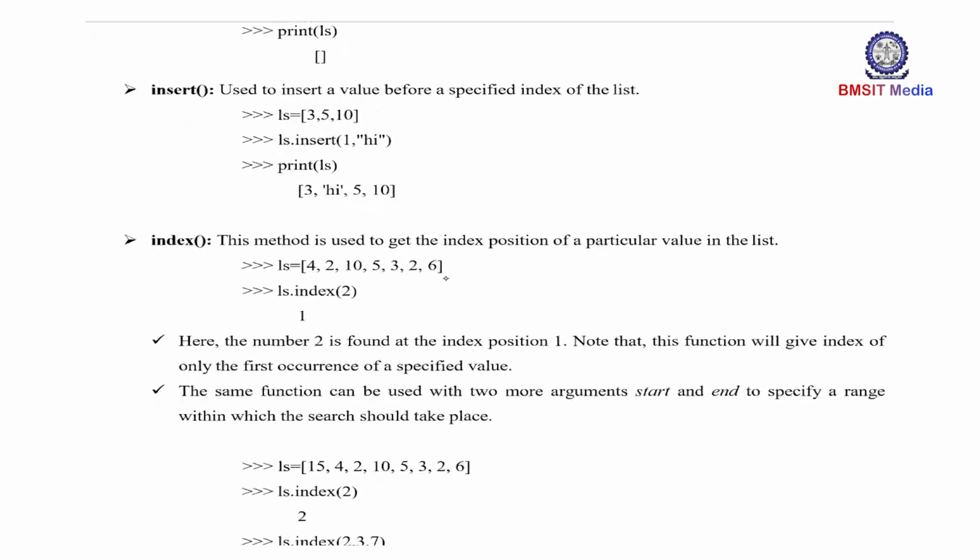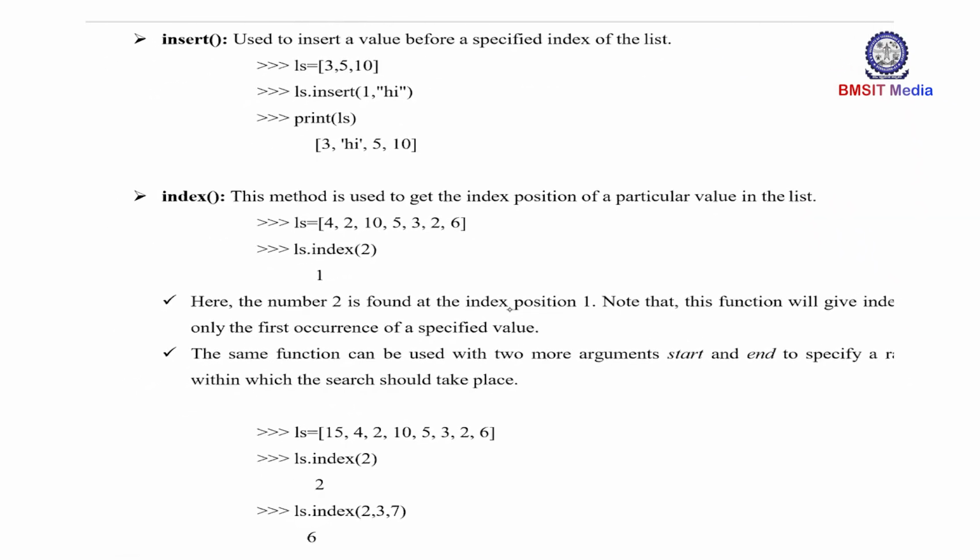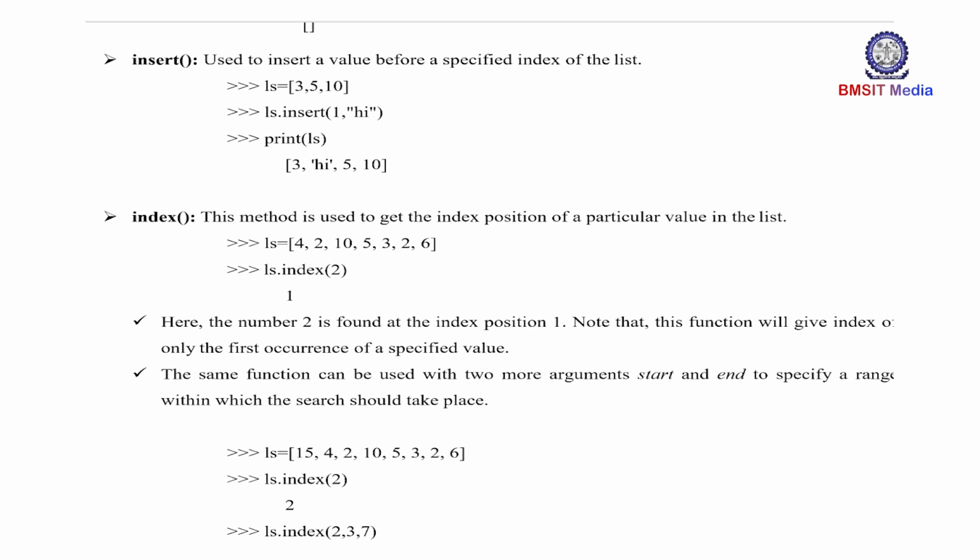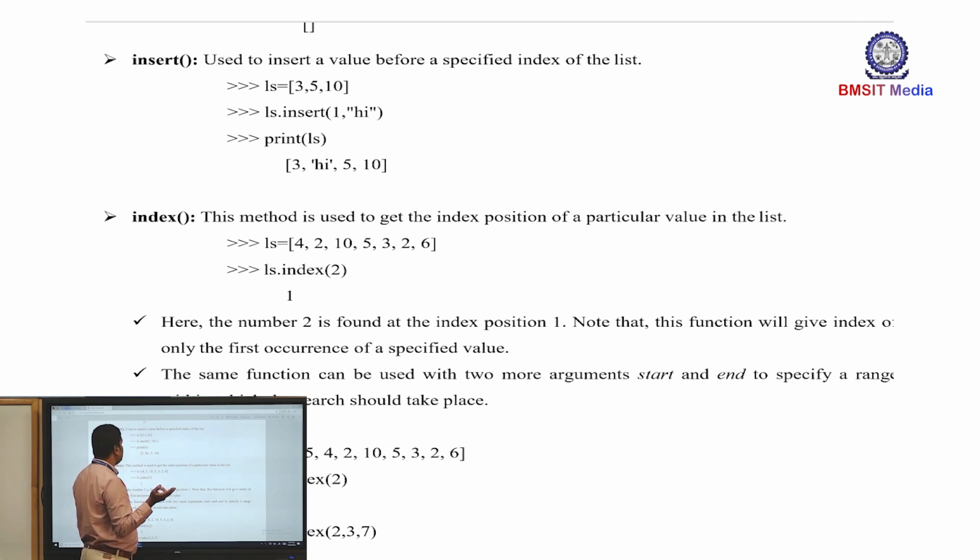Next I have the insert function. In this insert function, I can insert a value into the list. You should pass 2 parameters to the insert function. The first one is the index at which the value is to be inserted, and the second one is the value, a string here. So 1 comma hi. Hi is a string here. So you are inserting at the first location here. What will be the output? 3 comma hi comma 5 comma 10.